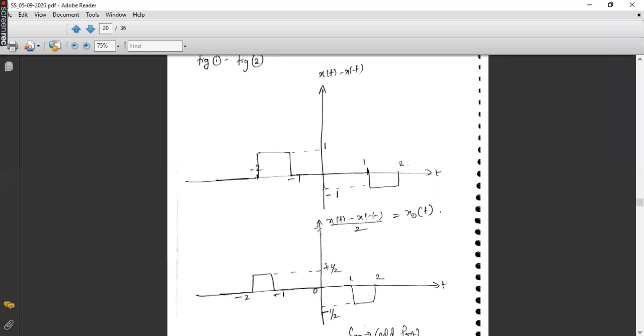X of t. Which means that the combination of odd and even parts is nothing but your original signal. Clear? Just as with natural numbers from 1 to infinity, you will have the odd parts as well as even parts. So the combination of even and odd is nothing but the entire set. That is what is being proved here.